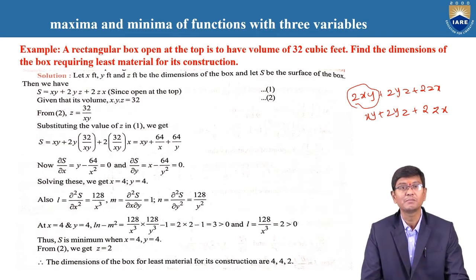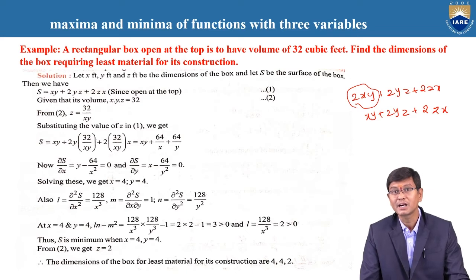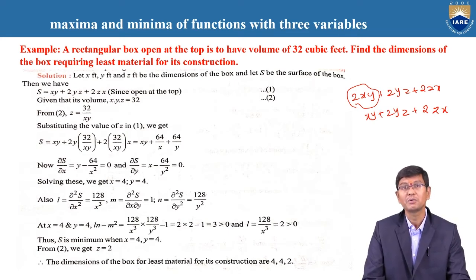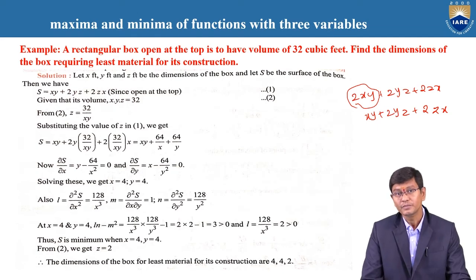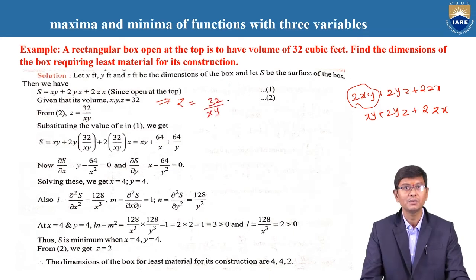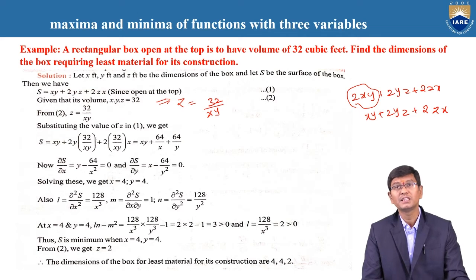Therefore, for the rectangular box with dimensions x, y, z, the product of the three variables, x into y into z, is equal to 32. To reduce this to two variables for finding the maxima or minima, we need z, which is 32 by x into y. Using z equal to 32 by xy, we need to replace it in the surface equation.